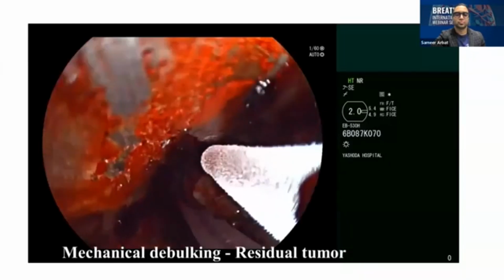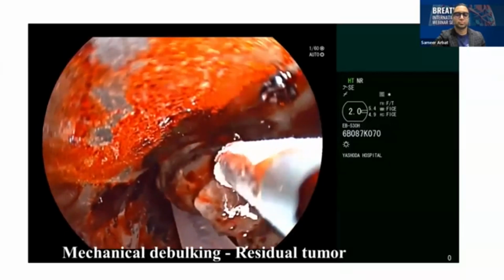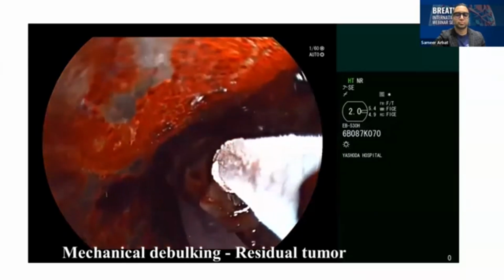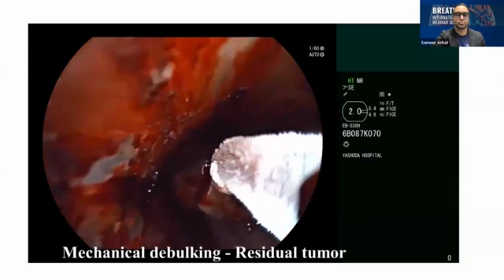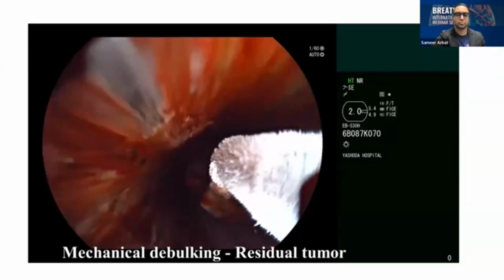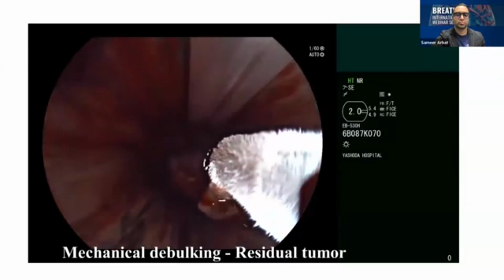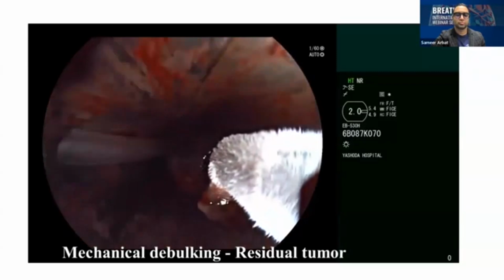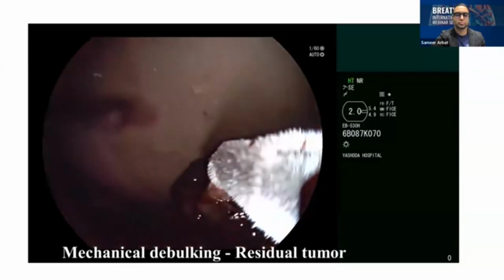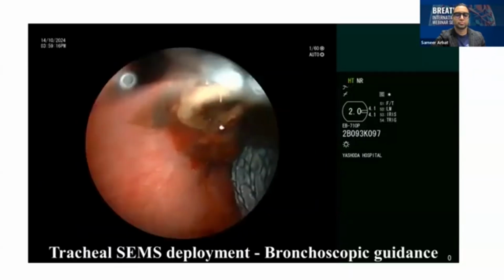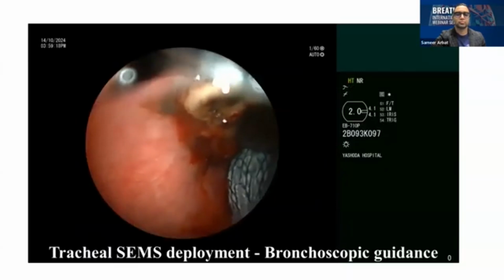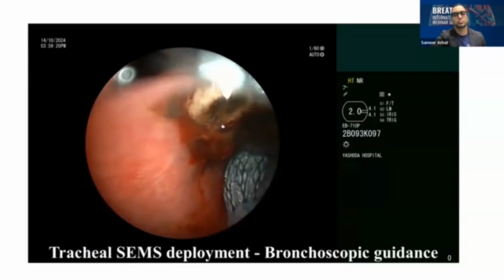of a cryo instrument. Now you can see that I am using the cryo probe to retrieve this resected tumor from the airway. And once this tumor is resected, you will be able to say I'm able to recanalize the airway so that the ventilation gets secured. Once it is done, now I'm using the electrosurgical cautery to burn the tissue, but you can see that the tumor is an infiltrative tumor.